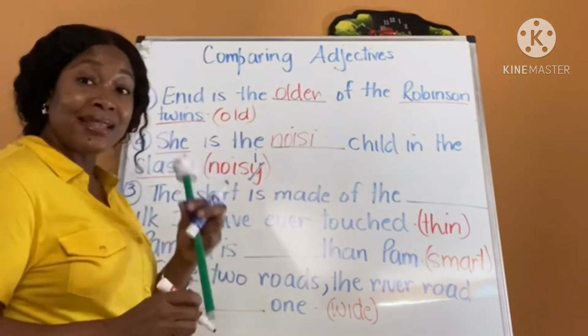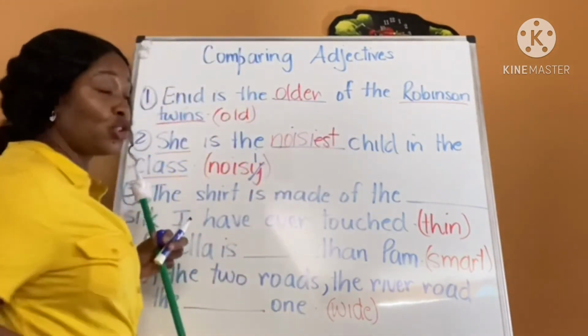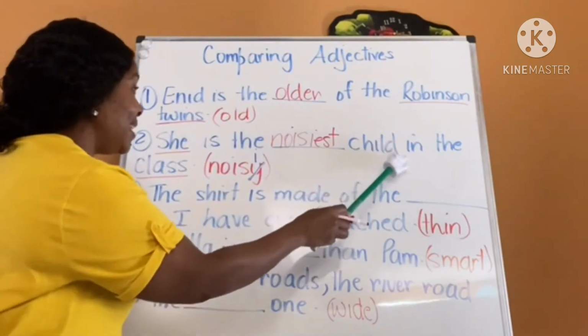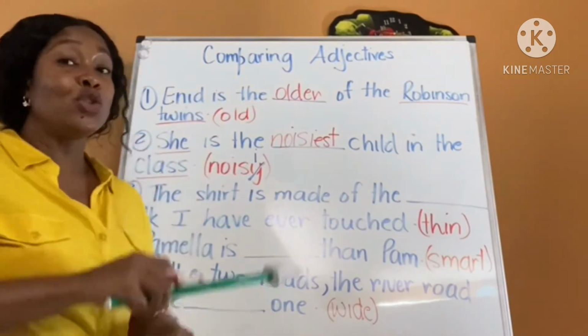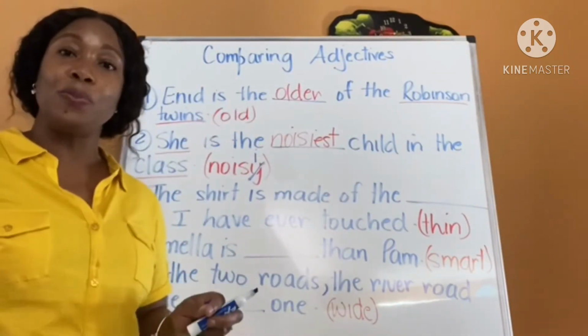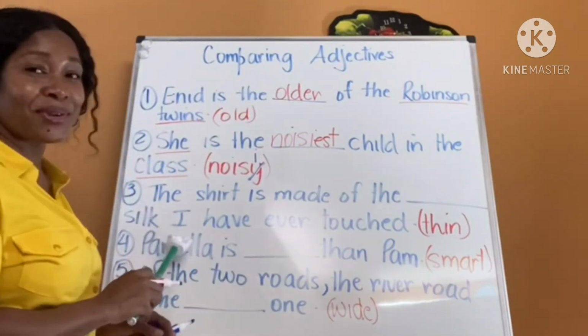NOISI, and then we add EST. So she is the noisiest child in the class. Remember, we're comparing her to all the other kids in the class, and that is why we need the superlative degree, which is noisiest.